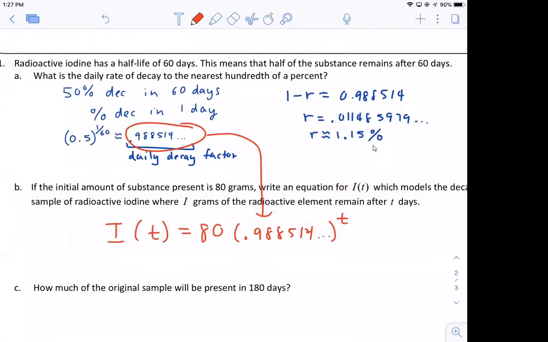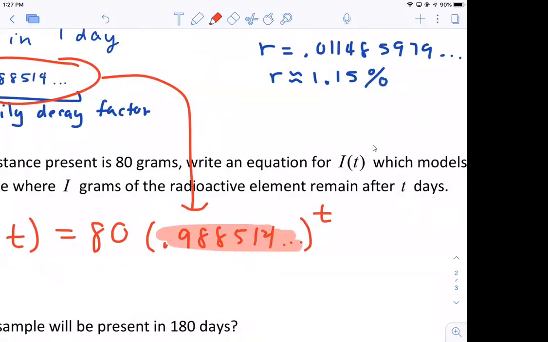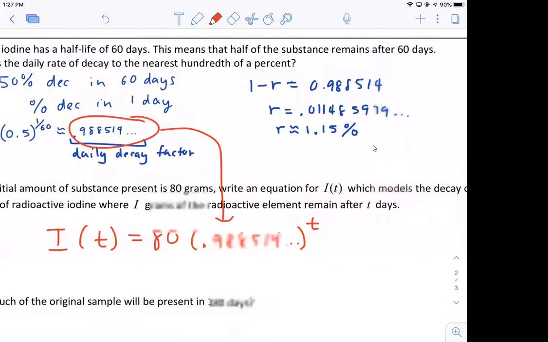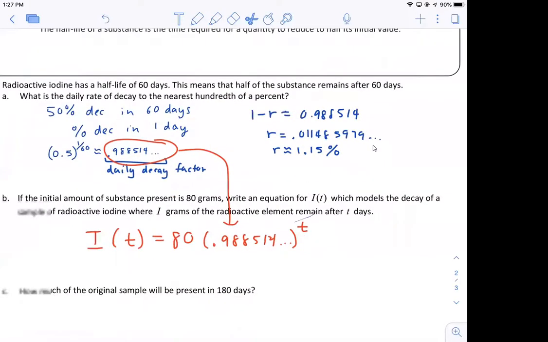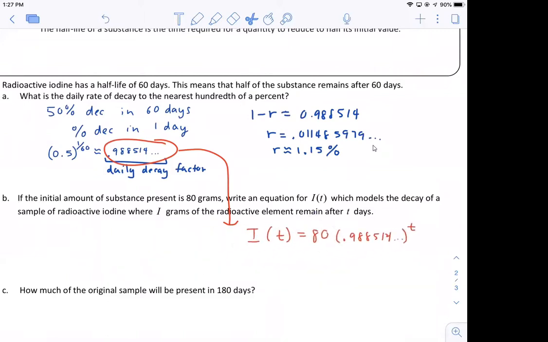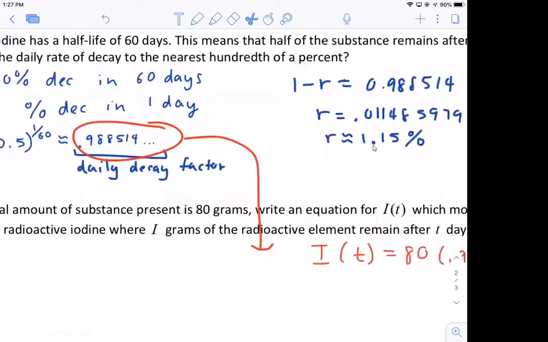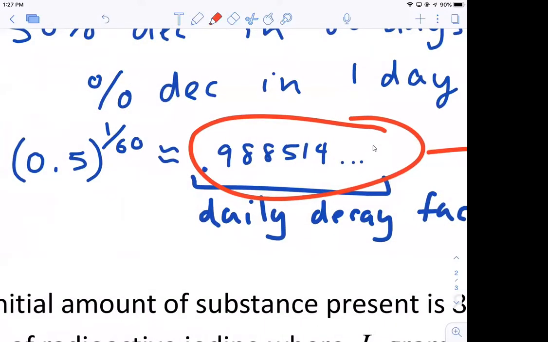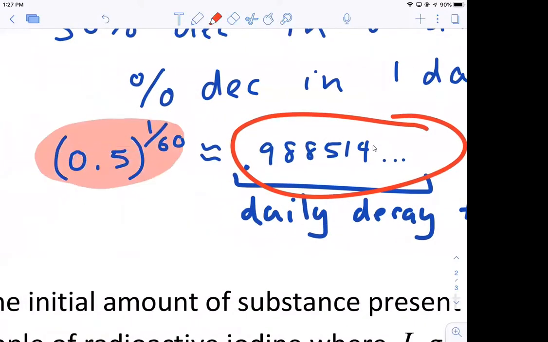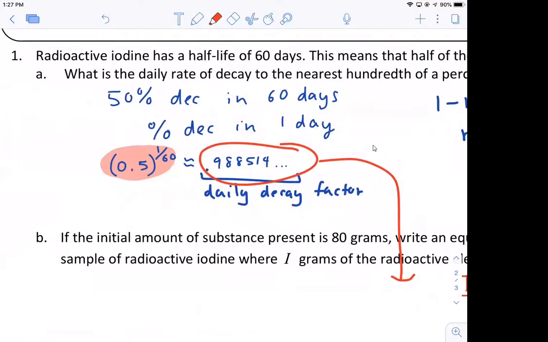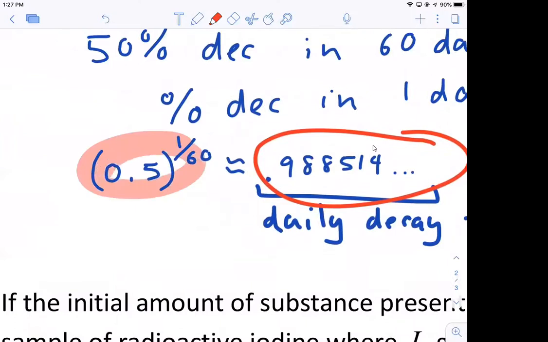So sure, I could write it like this, but this is actually not the best way to write this because I'm using a decimal approximation inside that parentheses. Even though this would be okay for doing calculations, the way I want you to write it is, instead of using the approximation, why don't we just use the exact value? If the half-life is 60 days, then the exact daily decay factor is 0.5 to the 1/60th power, the 60th root.